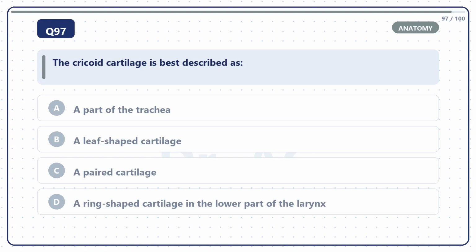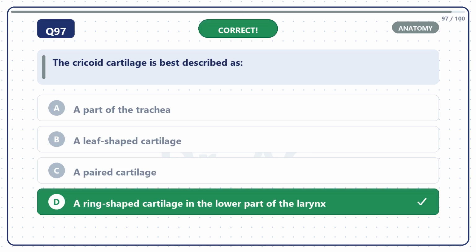Question 97. The cricoid cartilage is best described as option A. A part of the trachea. Option B. A leaf-shaped cartilage. Option C. A paired cartilage. Option D. A ring-shaped cartilage in the lower part of the larynx. The correct answer is option D.